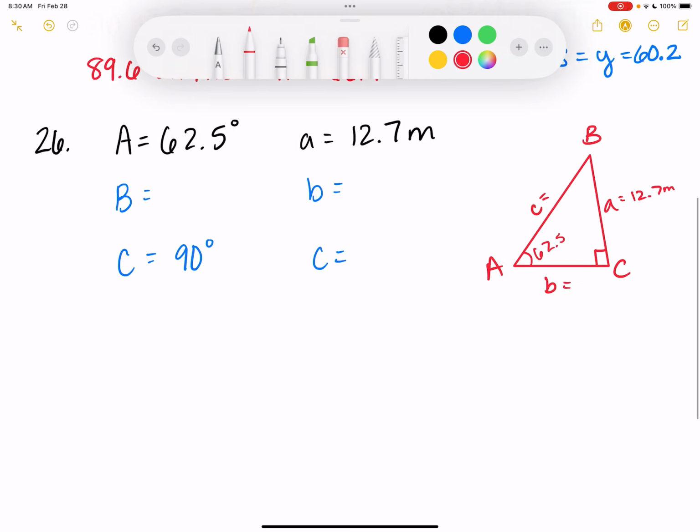So being that I know angle A and angle C, what else do I also know? Or easily can I find? Angle B. So that's going to be 180 minus 90 minus 62.5. So that is 27.5.